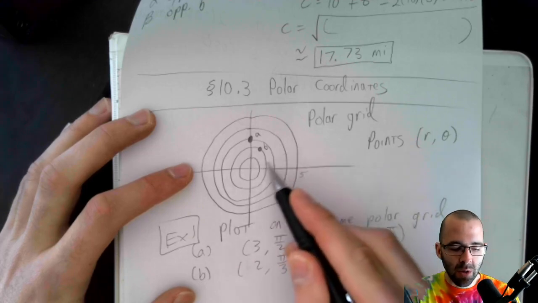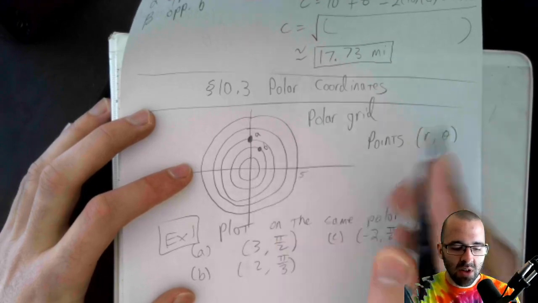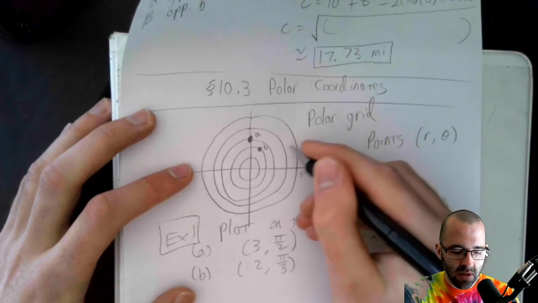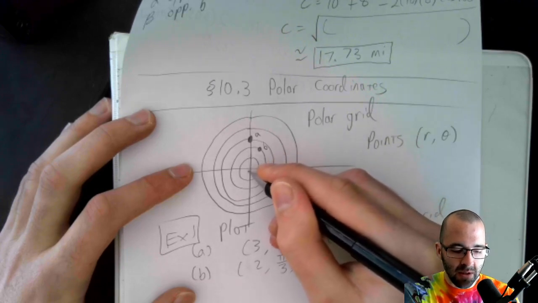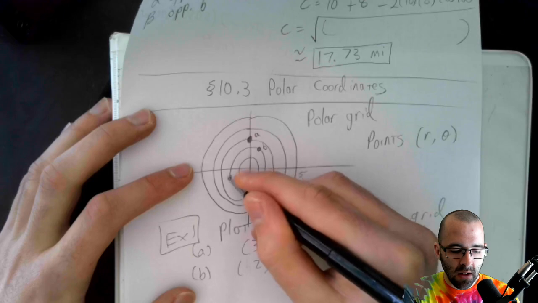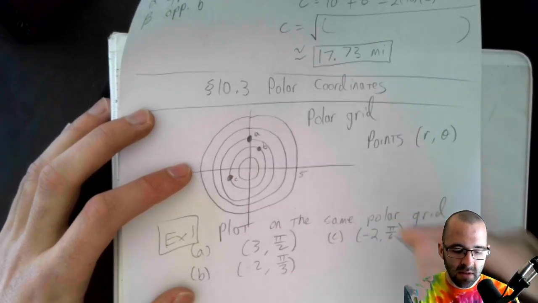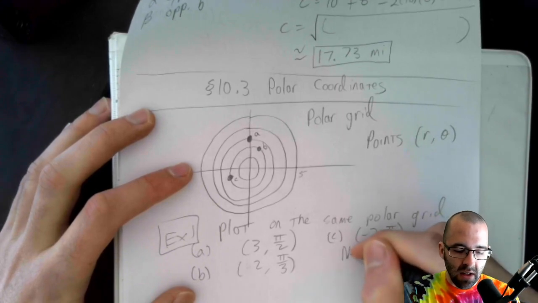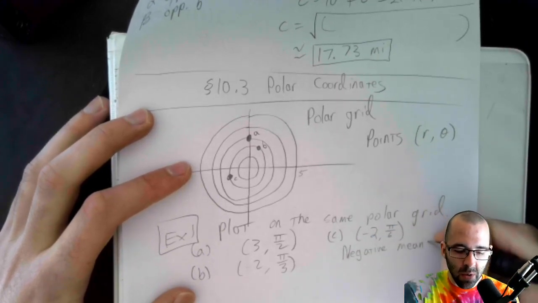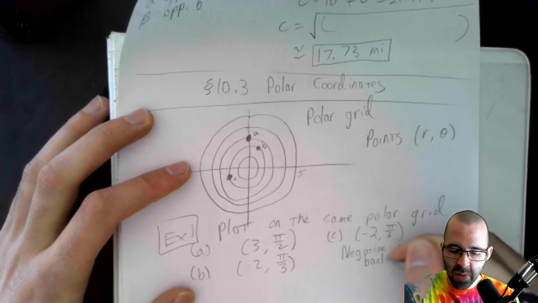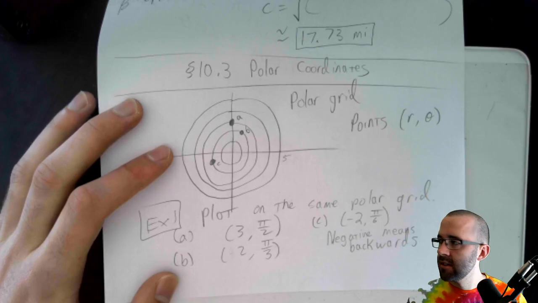And then we go backwards. It's not necessarily down, because down would sort of be like here. We just go backwards 2. So instead of going here 2, we go the opposite direction. Negative means backwards for polar coordinates.